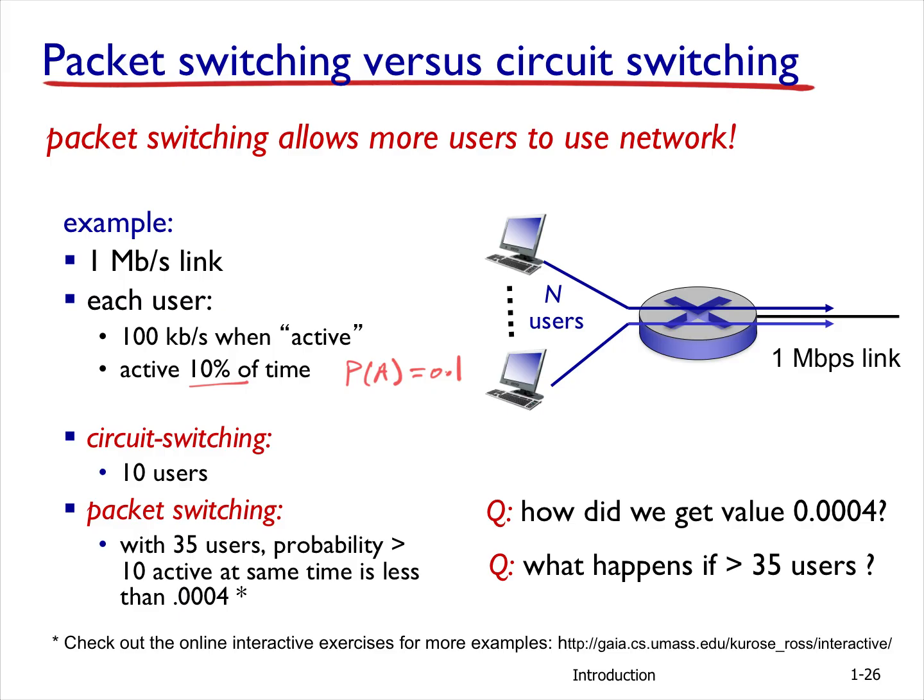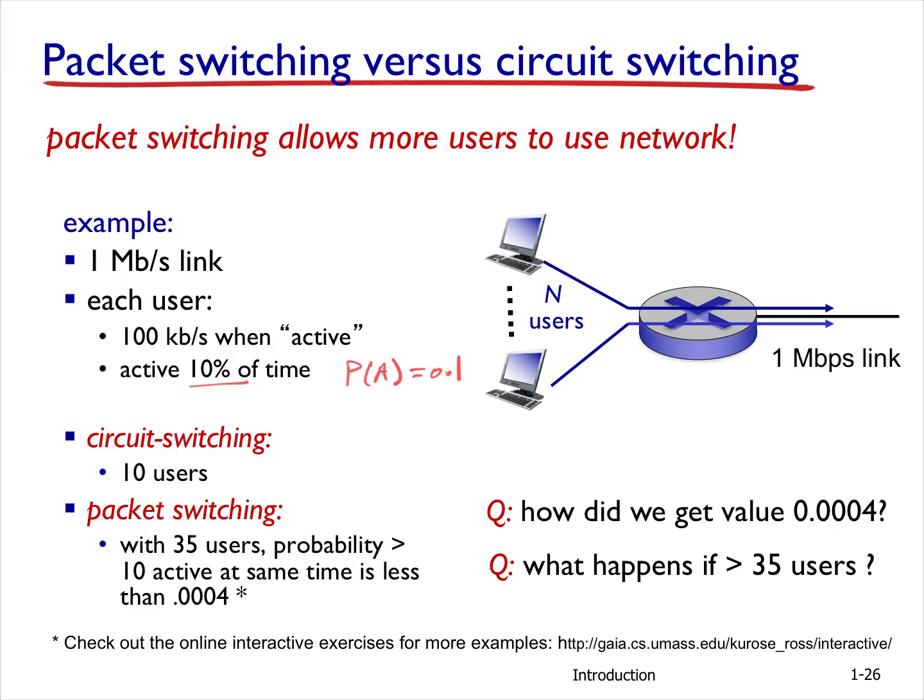As we know, each one of those is 100 kilobit per second, right? So the network is going to be blocked when more than 10 of those users want to transmit. So we want to avoid that situation. But let's see how often this situation happens, to see how packet switching is going to be more efficient.